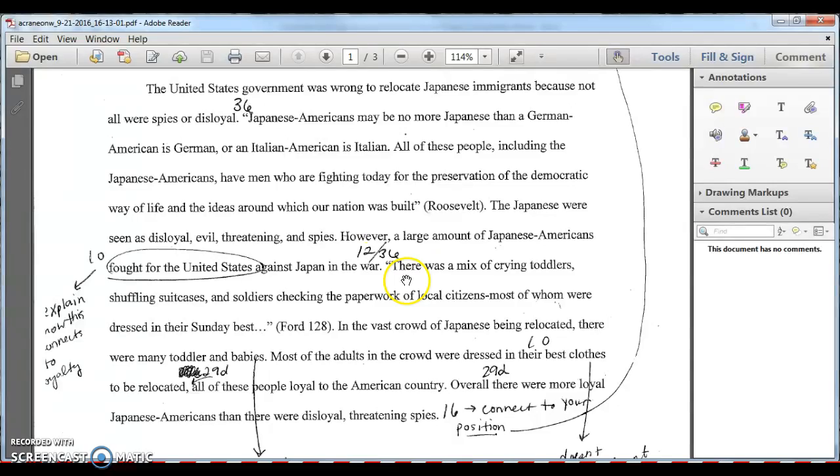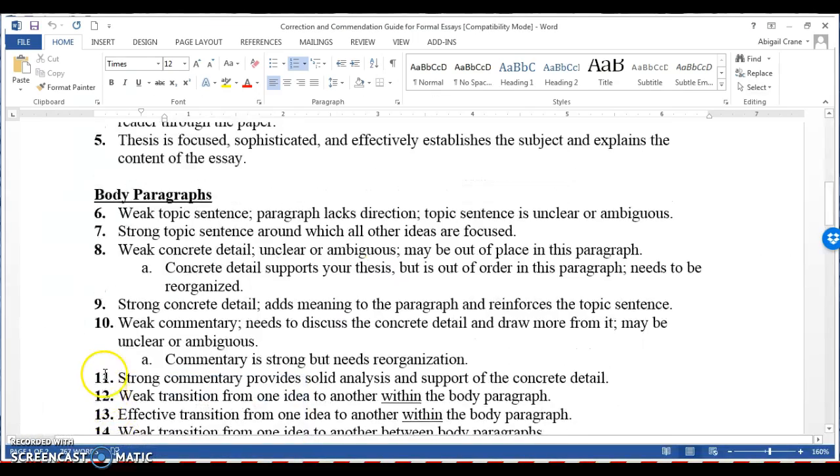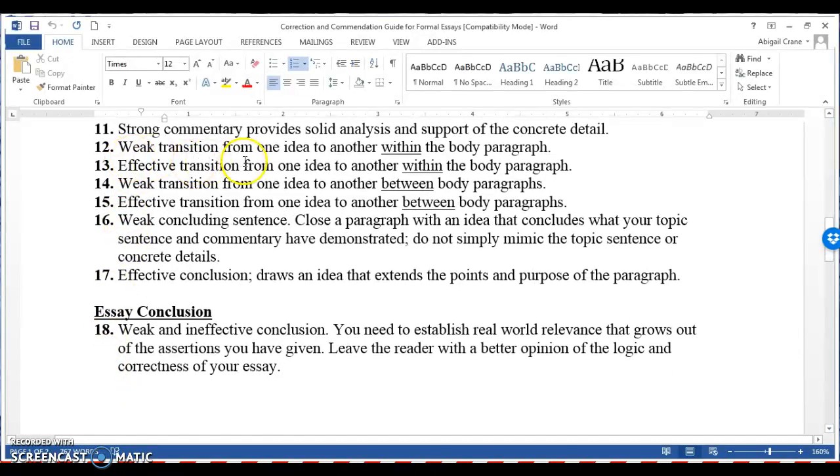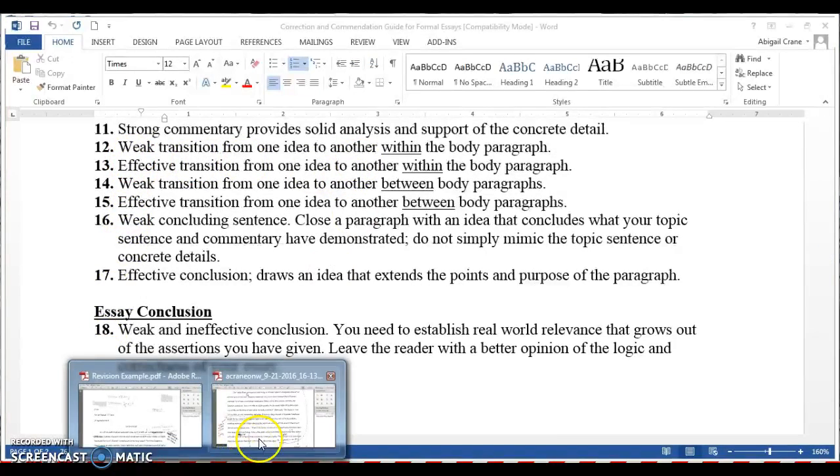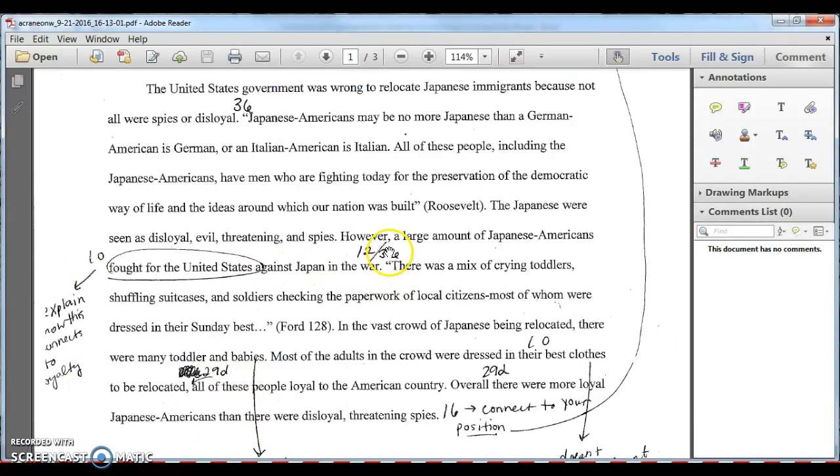12/36. Well, we already know 36 refers to embedding quotations, but what does 12 mean? Weak transition from one idea to another within the body paragraph. The great thing about transitions and embedding quotes is often you can do them at the same time. As long as you're moving from the previous CD's idea to this current CD's idea and using the embedding quotation rules at the same time, you're going to be in good shape. Again, review that video lecture to learn how to do that. "In the vast crowd of Japanese being relocated, there were many toddlers and babies. Most of the adults in the crowd were dressed in their best clothes to be relocated. All of these people loyal to the American country."